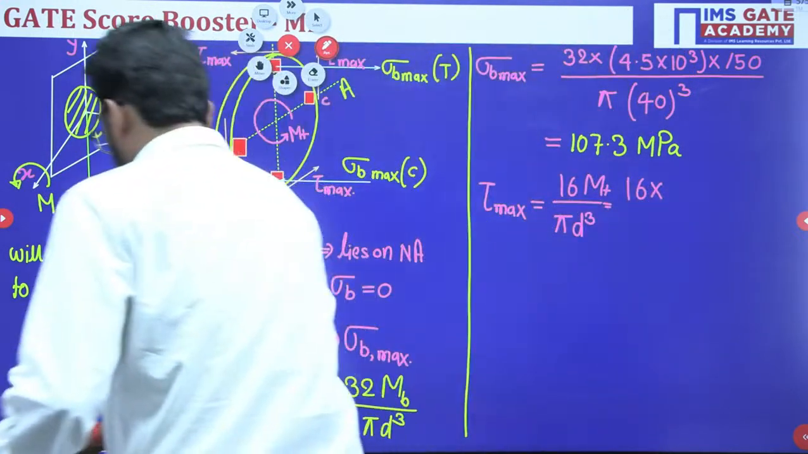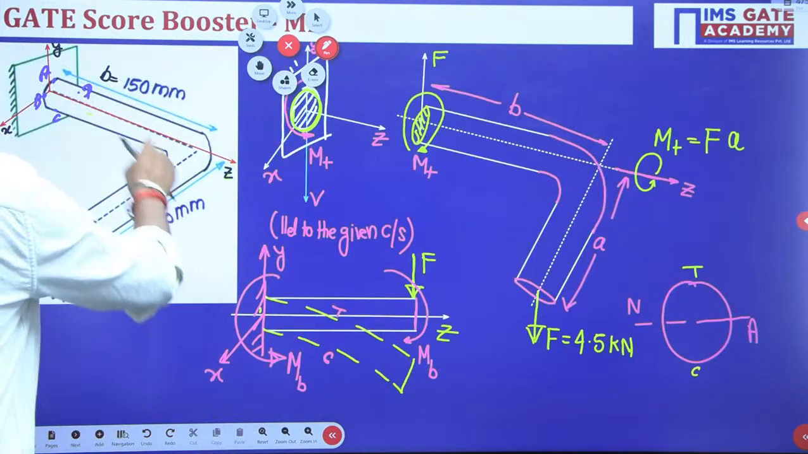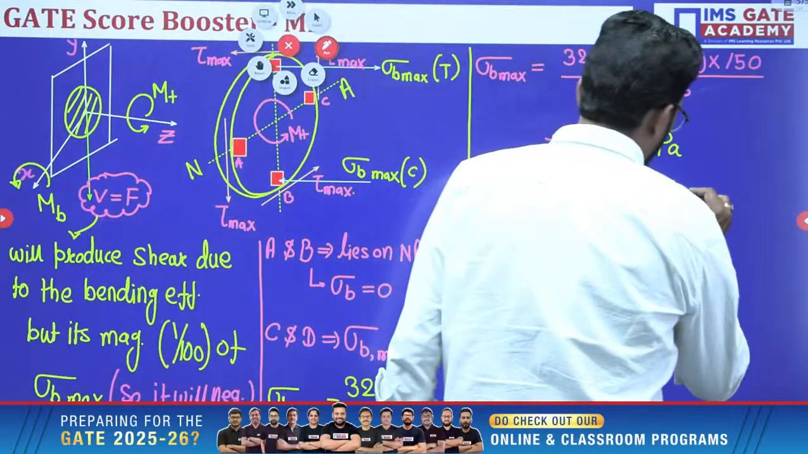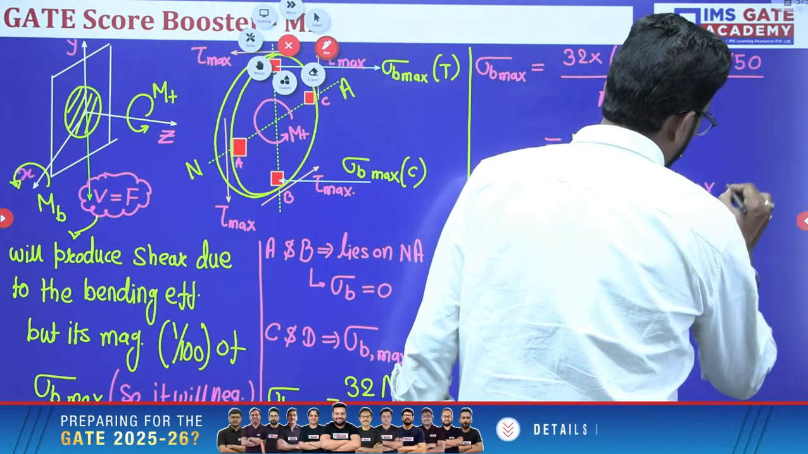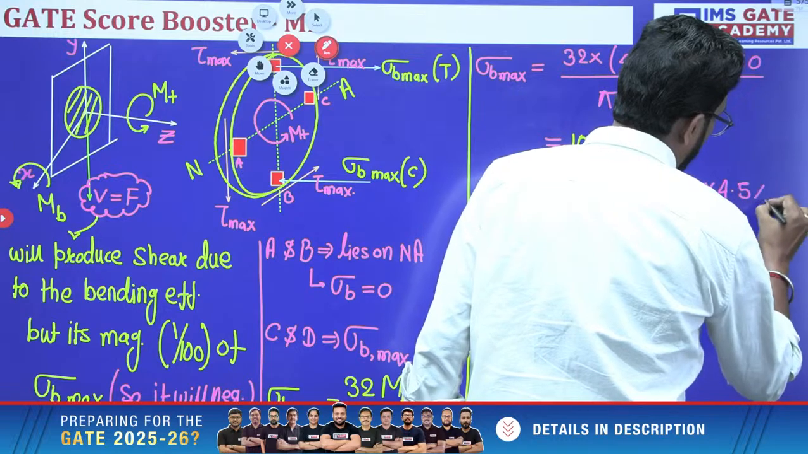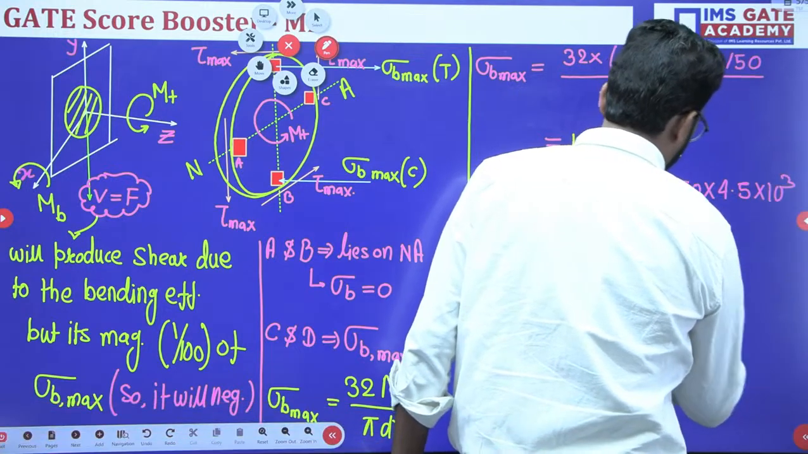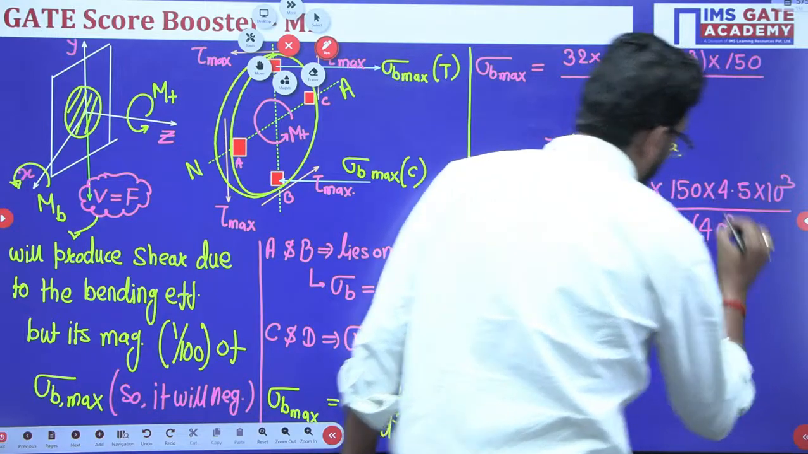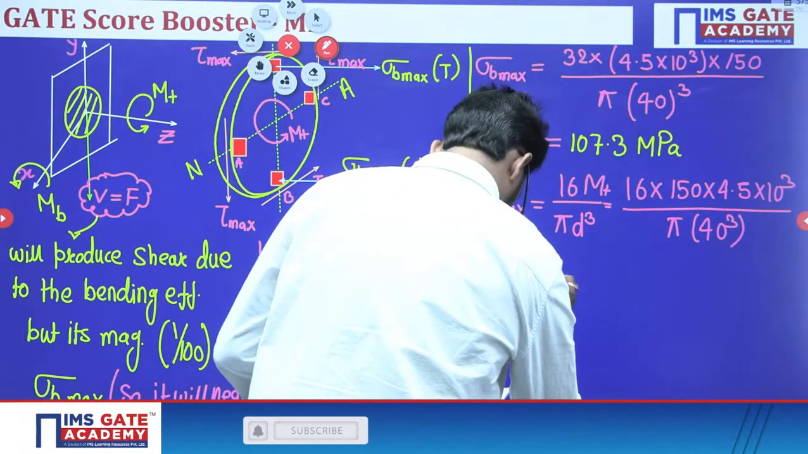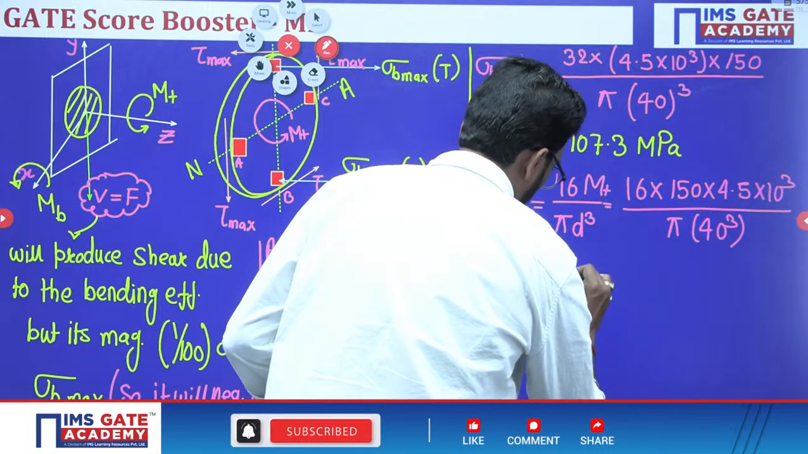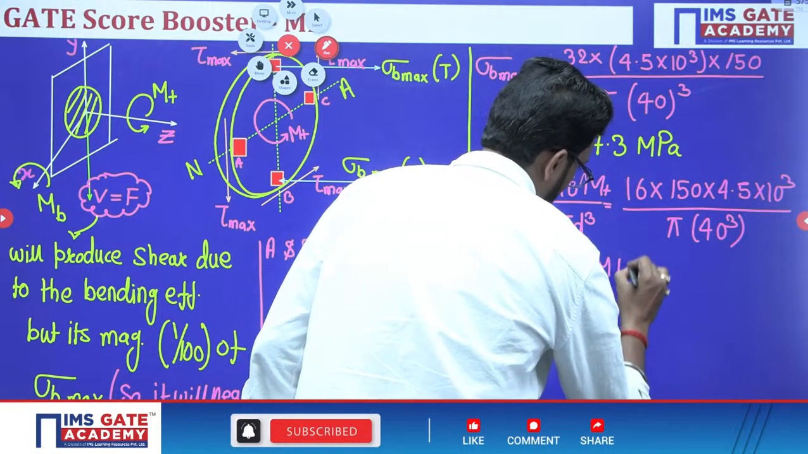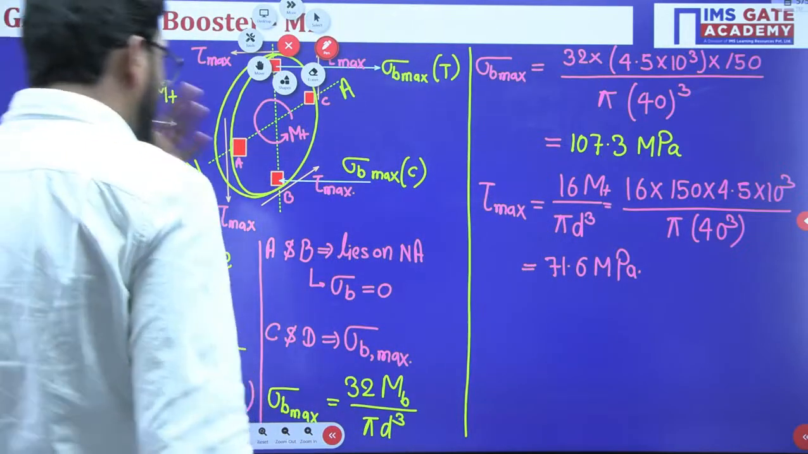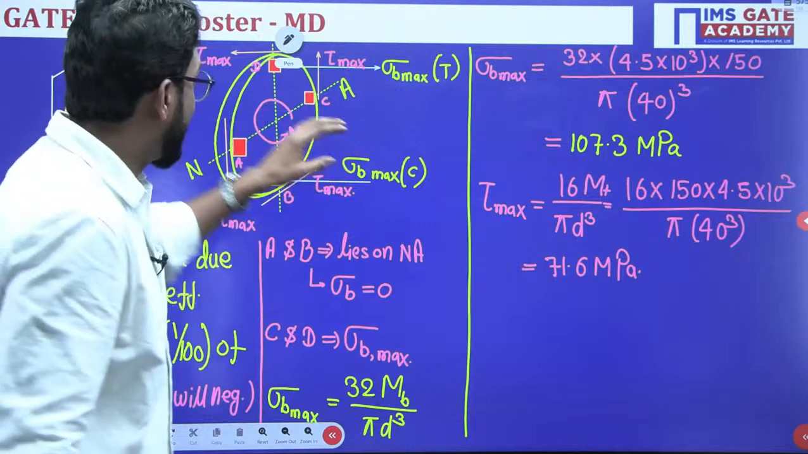That means 150 into 4.5. So this is 150 into 4.5 cross 10 to the power 3 divided by pi 40 per q. So if you solve this one, you will get 71.6 megapascal. Clear? Megapascal.